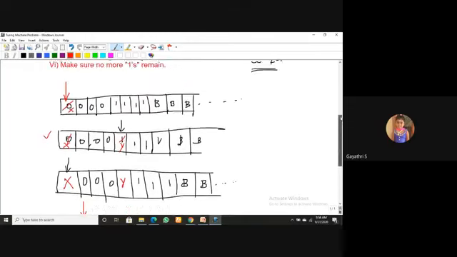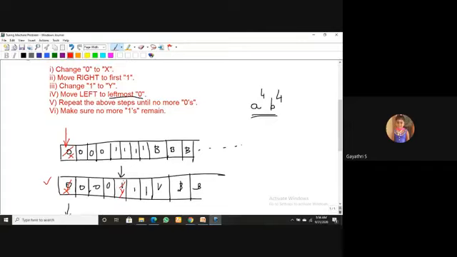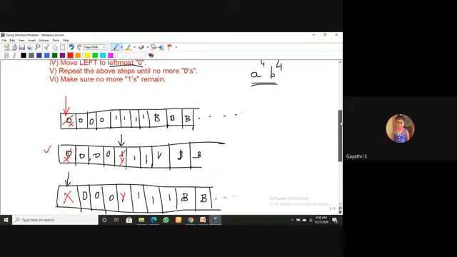Move right to the first 1. Once you have reached the first 1, it is changed to y. After that, move left to the leftmost 0. An important point: for one step you can only move one step right. That is why I told you I can't write all the tape movements.